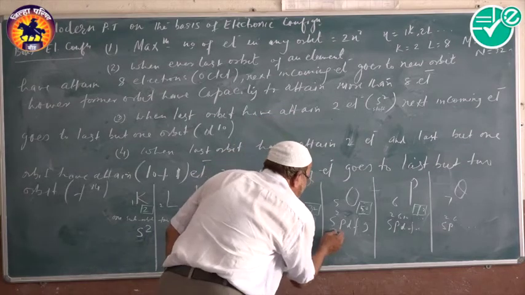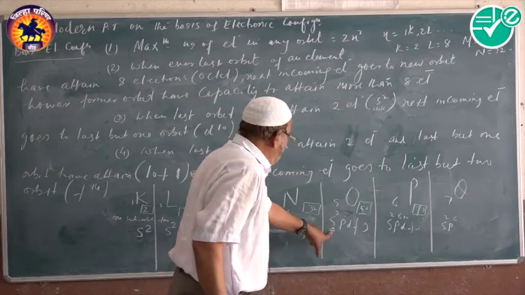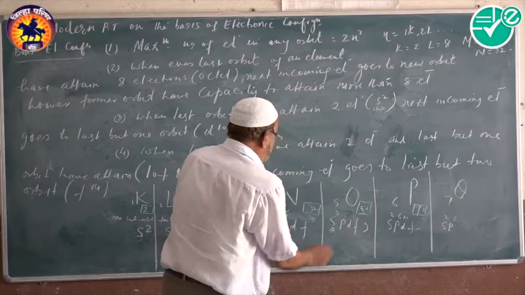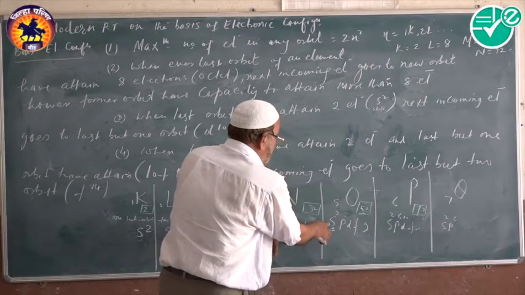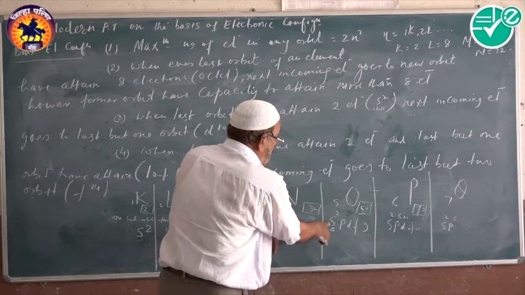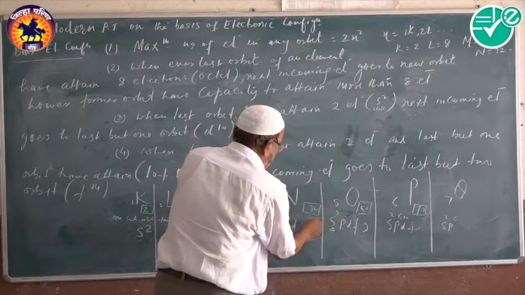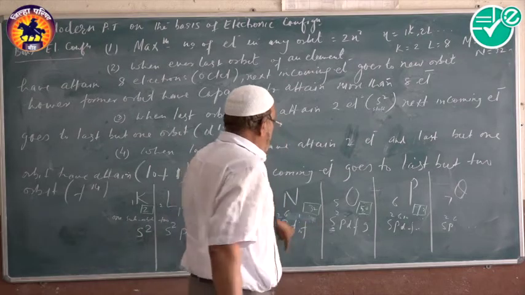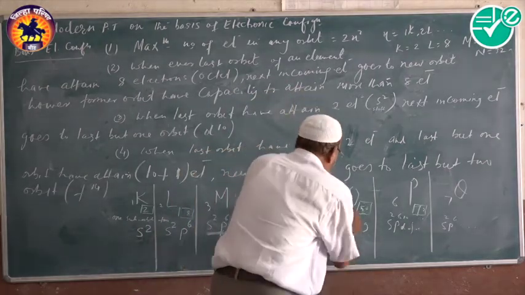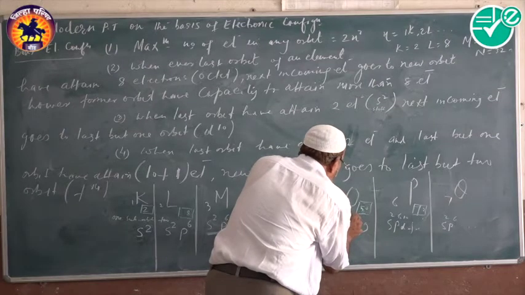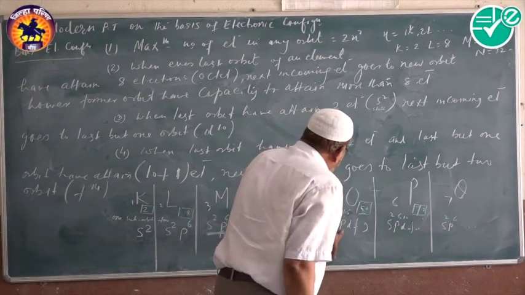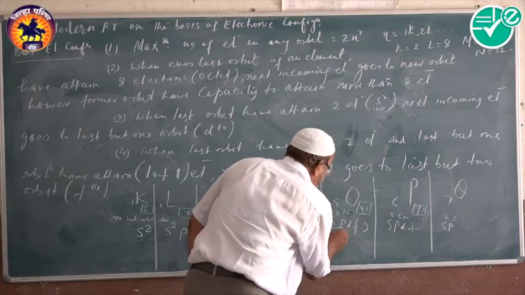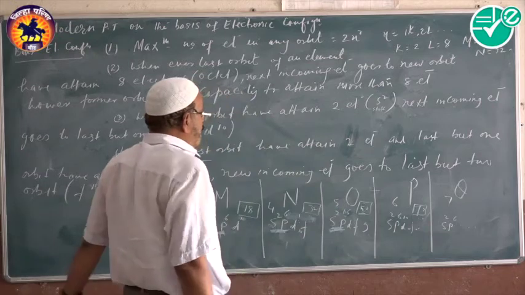Now again, rule number 3. This will remain constant and the new incoming electron goes to the D orbit. Means electrons from 39 to 48 will be D block. And again from 49 to 54 will be P block. Again, inert gas xenon.